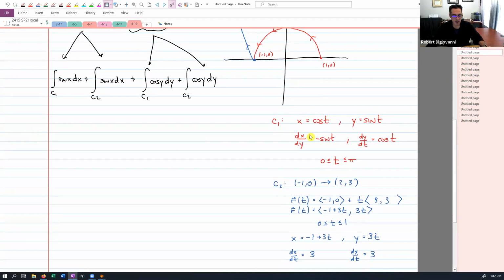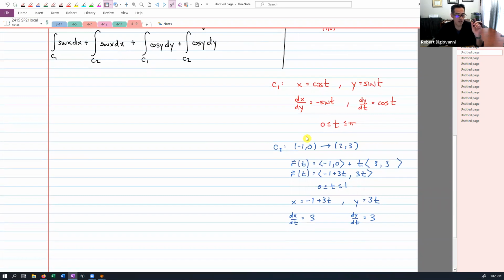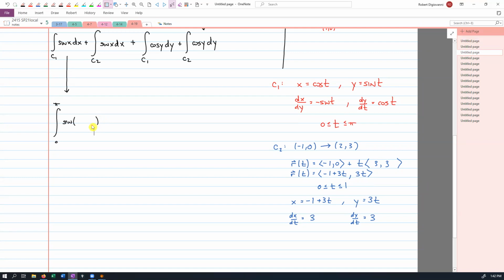Okay, so I'm not going to work all these out. I'm just going to set up all the integrals. So let's do the first one. The first integral will be the integral from, let's see, we're going along C1, right? So it's going to go from 0 to pi. Sine of x. So what's x? Cosine of t.